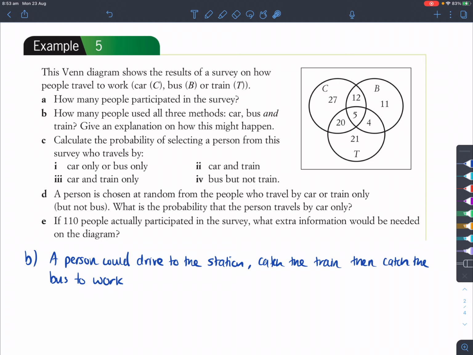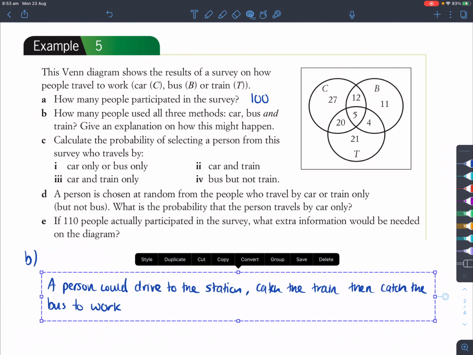So how many people participated in the survey? To do this question, we would have to add up all the numbers inside the circles. Once you add it up, you do get 100 people. Now for question B, how many people used all three methods, car, bus, and train? Give an explanation on how this might happen. We said the intersection of all three circles, the region where they all overlap, is that center number, which is 5. So we're going to say 5 people for question B.